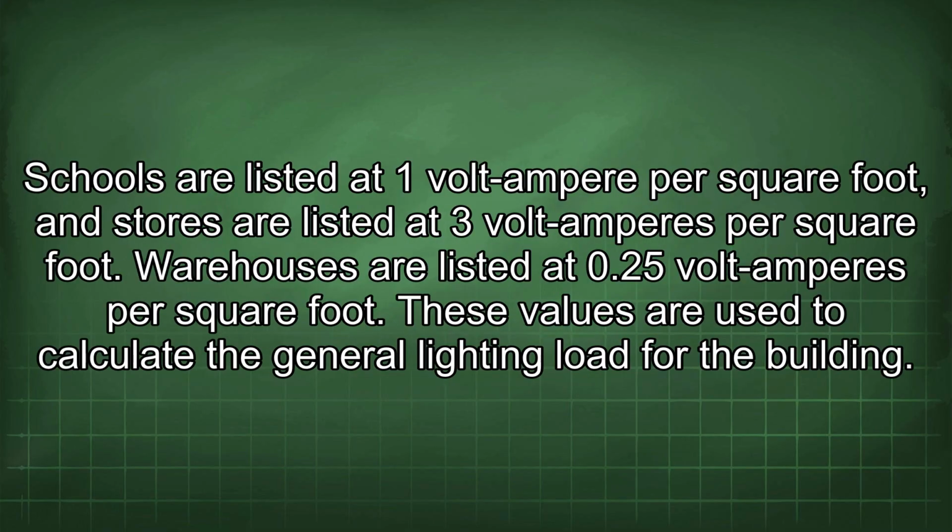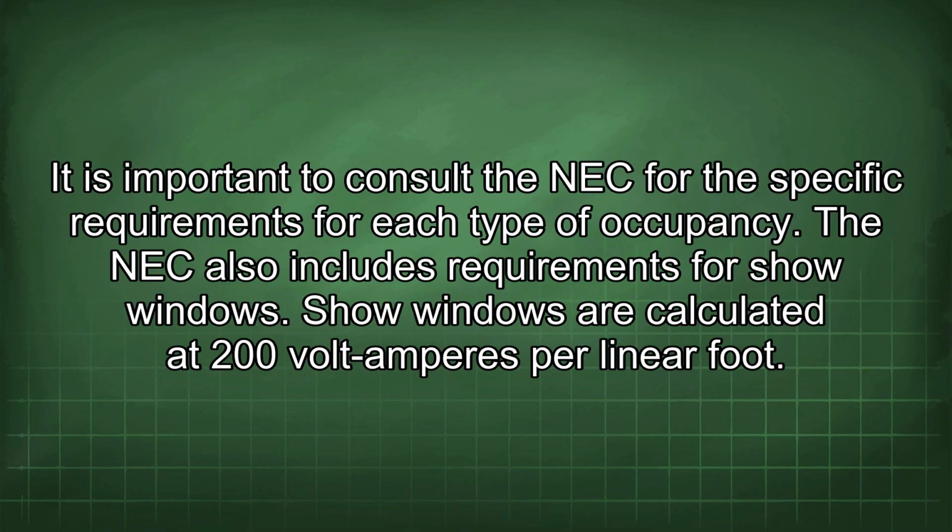Schools are listed at 1 volt-ampere per square foot, and stores are listed at 3 volt-amperes per square foot. Warehouses are listed at 0.25 volt-amperes per square foot. These values are used to calculate the general lighting load for the building. It is important to consult the NEC for the specific requirements for each type of occupancy.